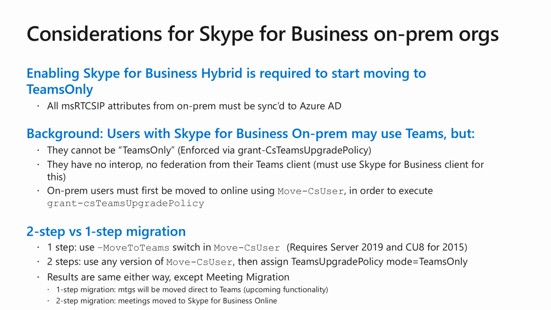Meeting migration would happen as part of the one-step migration once we enable that functionality. With the two-step migration, you would have to rely on the client-side conversion mechanism to convert those meetings from Skype for Business meetings to Teams meetings. They would not be moved automatically as part of the two-step migration.